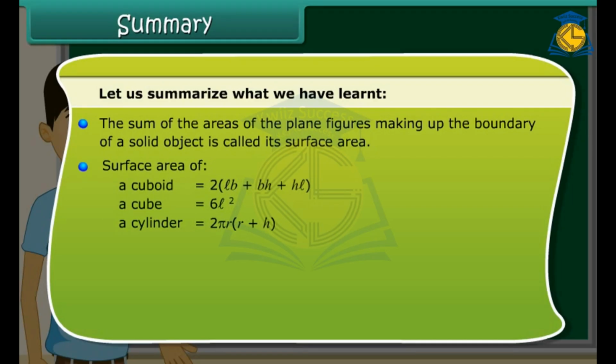Surface area of a cuboid is equal to 2(LB + BH + HL). Surface area of a cube is equal to 6L². Surface area of a cylinder is equal to 2πr(r + h). The volume of an object is the amount of space it takes up.